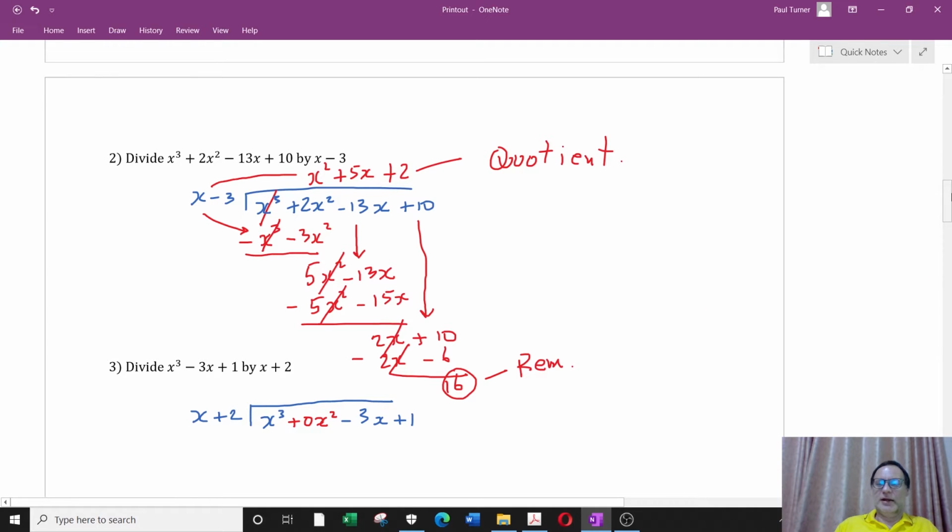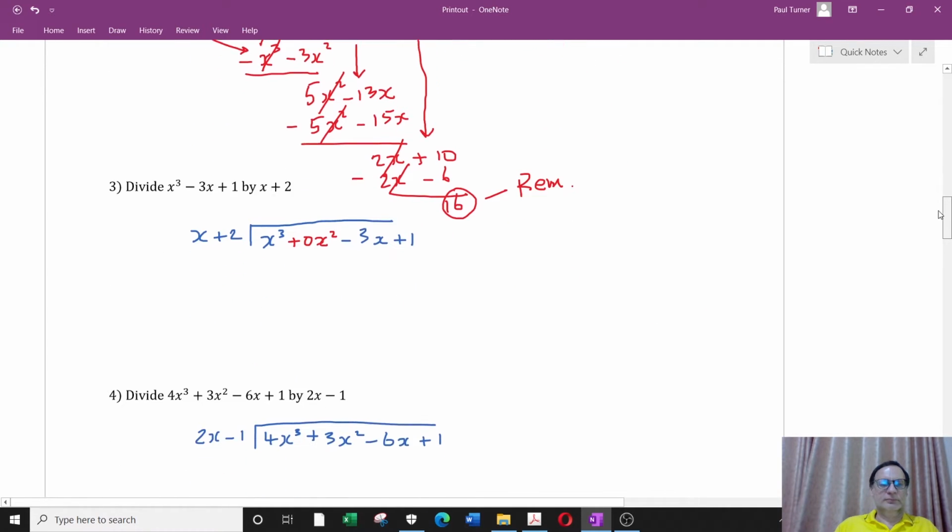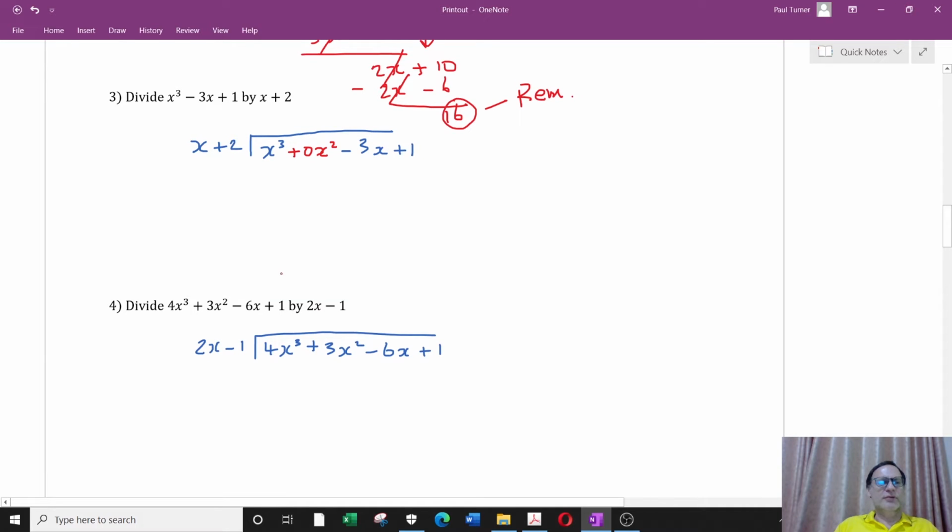Right, let's try another question. Okay, so we want to divide x cubed minus 3x plus 1 by x plus 2. So for this question, we see there is no x squared term. So what we do, we'll insert a 0x squared into the dividend here. Okay, so we'll have x cubed plus 0x squared minus 3x plus 1. Some students leave this as blank, but I think it's better to put a 0 here so you won't lose track of your calculations.